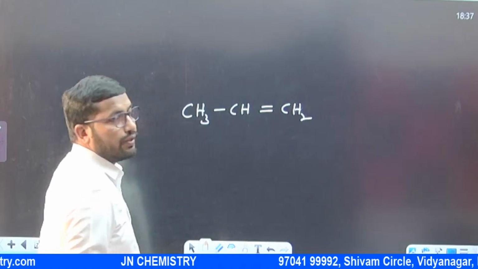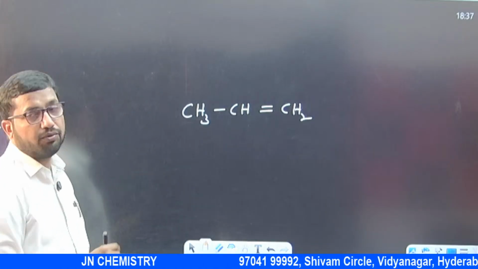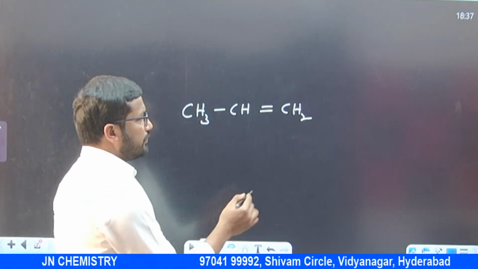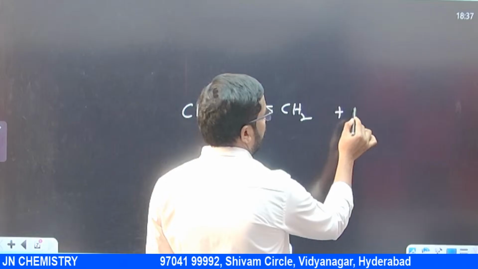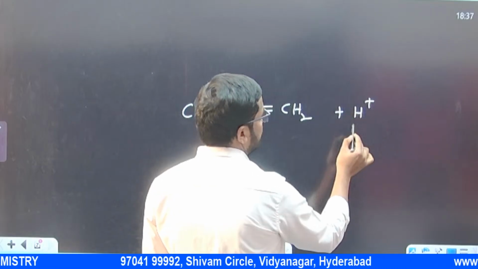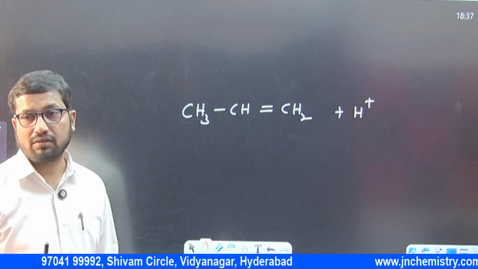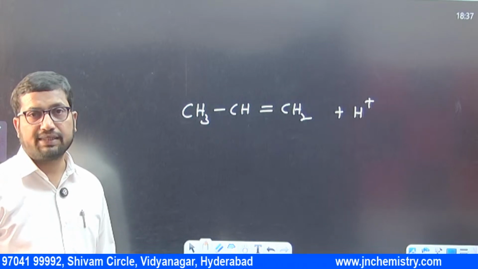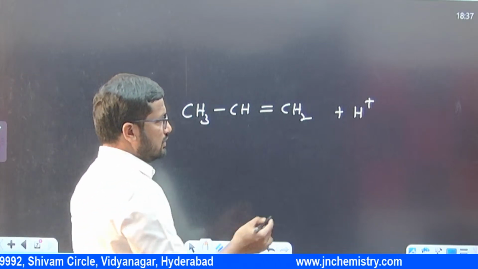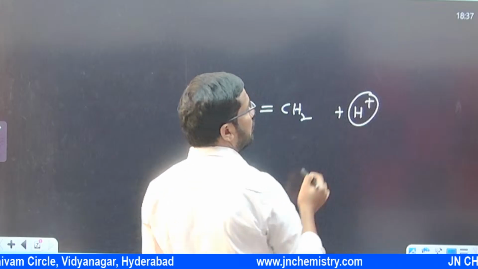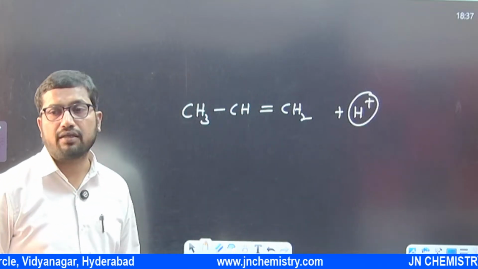So now the bond, CH3 CH double bond CH2, I am adding the H plus. H plus is having how many electrons?